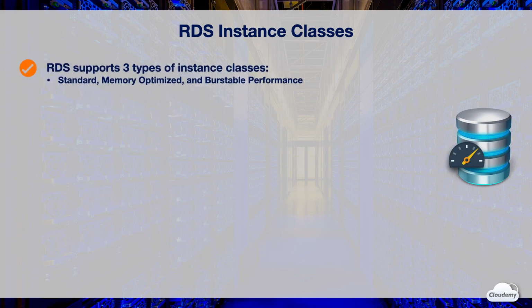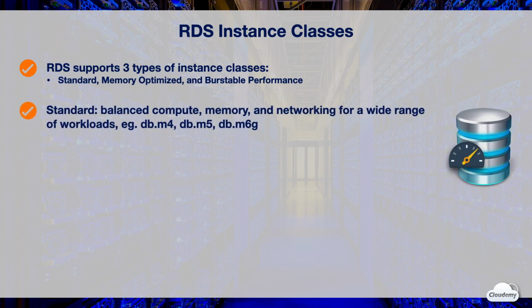RDS DB instance class determines the compute and memory capacity of an instance. RDS supports 3 types of instance classes: standard instance, memory optimized, and burstable performance. Standard classes are designed to deliver balanced compute, memory, and networking for a broad range of general-purpose workloads. Standard classes include DB M4, M5, and M6G instances.